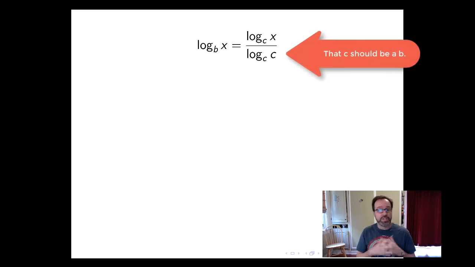Last thing that we're going to look at is the change of base formula, also a really important one. Most calculators just have a log base 10 and a natural log, a log base e, and this is what allows us to get any type of a logarithm into one of those two log bases so that our calculators will work. It says the log base b of x is equal to the log base c of x divided by the log base c of b. Wow, I got lots of typos here. So that should be a letter b there.